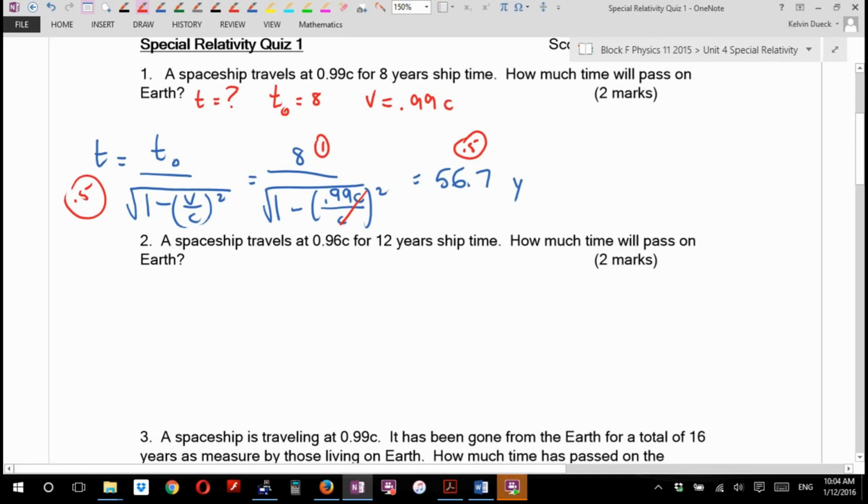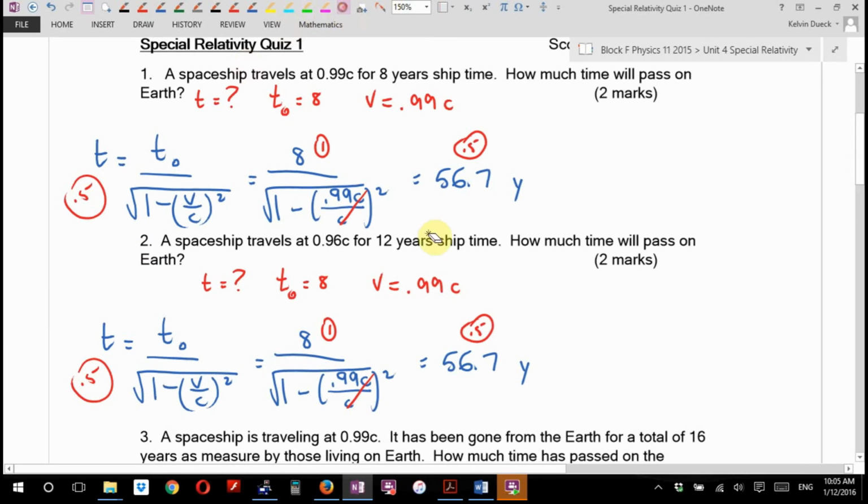A spaceship travels at 0.96 C for 12 years ship time. How much time will pass on Earth? I'm going to argue that actually this is exactly the same question. I'm going to copy, and paste. Except in this case, a few numbers are going to change, but I think the rest is going to be the same. I think we're being asked to find T, and T0 is 12. This time we're traveling a little slower, so the time difference should be a little less significant.